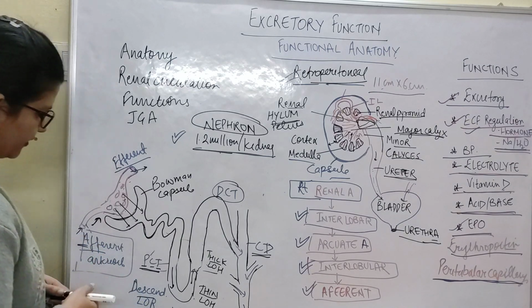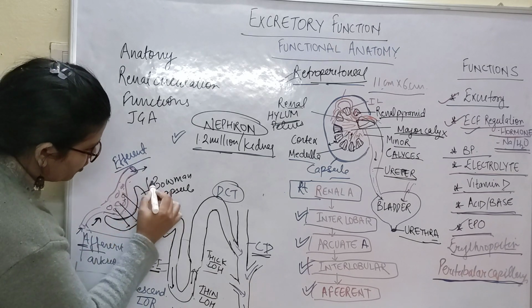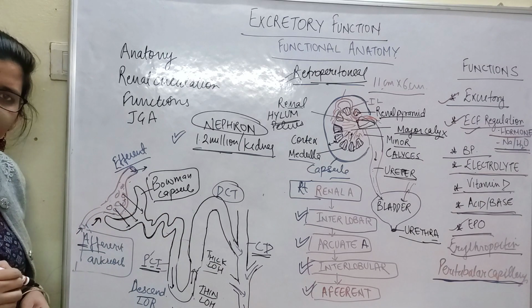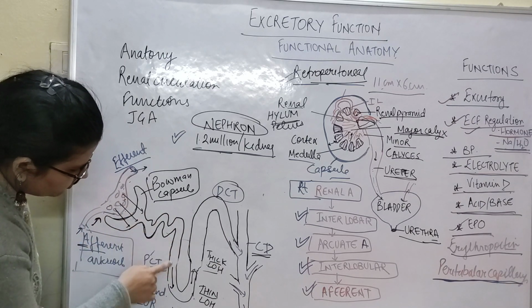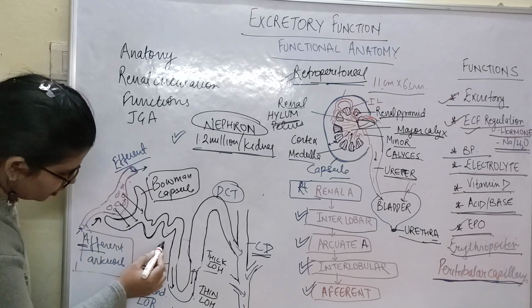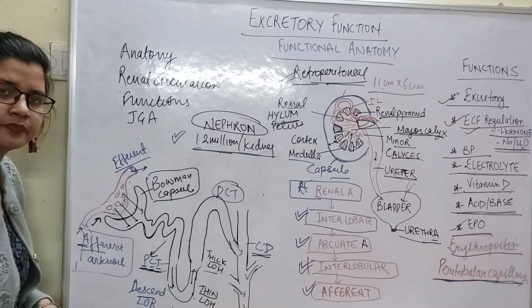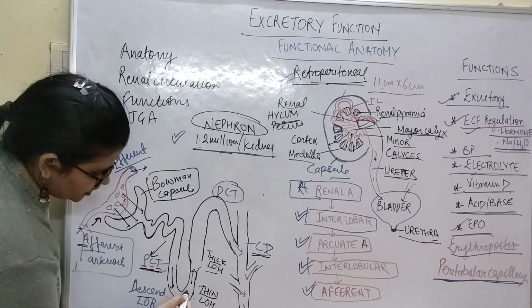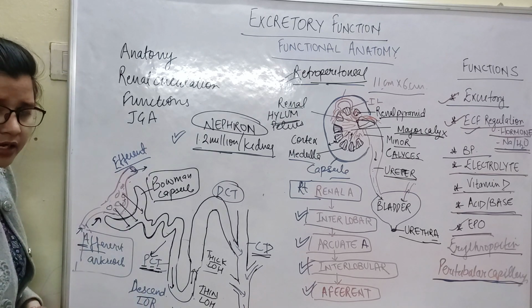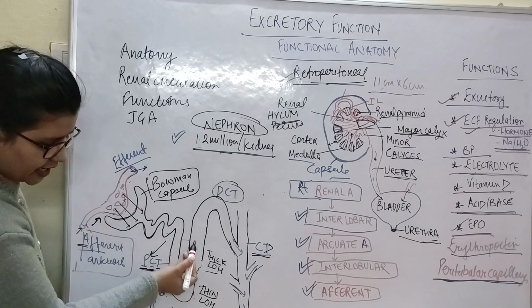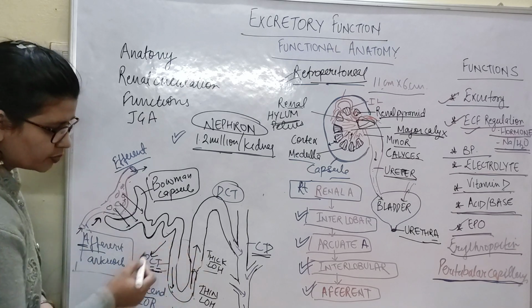What are the parts of nephron? So first, this capsule-like structure is called Bowman capsule. Then a tube-like structure with foldings, which is called PCT, proximal convoluted tubule. Then this is a U-shaped structure which is called loop of Henle. One is descending, one is ascending. So this is the descending loop of Henle, and this whole is the ascending loop of Henle.